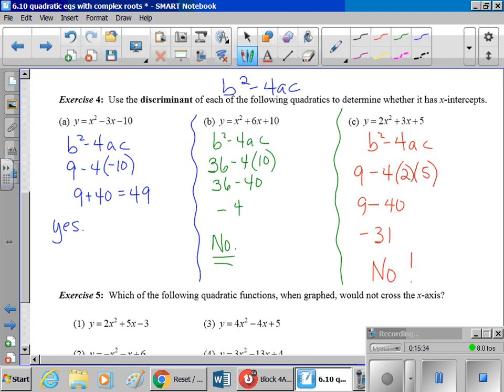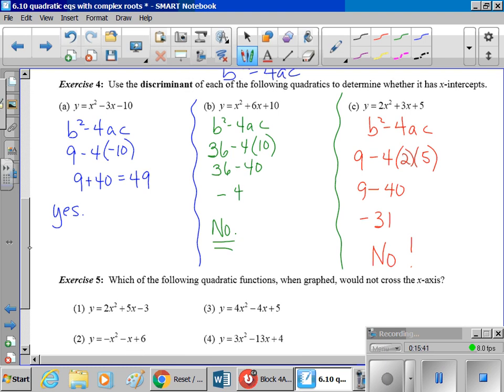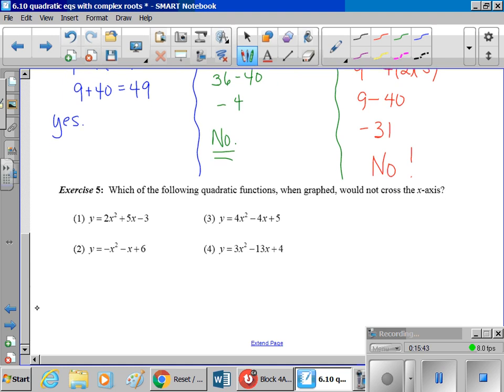And our last problem, exercise 5, basically says which of the following quadratic functions, when graphed, would not cross the x-axis? Now, if you're sitting at home thinking this is a crazy easy question because if I had my calculator, I could put each of these into my calculator and see which one actually crosses the x-axis. But taking into account what we know about the discriminant, we can also look at that, and it doesn't take an awful lot of time to do this.